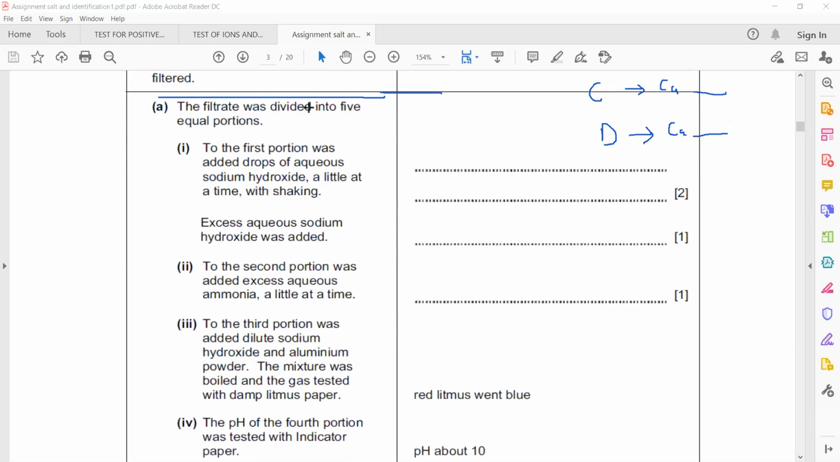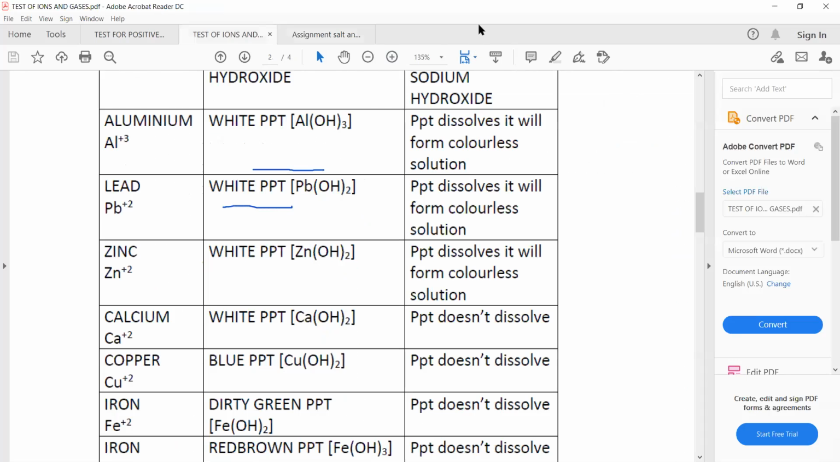Now what we are doing, to the first portion, we add aqueous sodium hydroxide little at a time, meaning a small amount. So if a salt contains calcium and we are adding sodium hydroxide, what will be the observation?